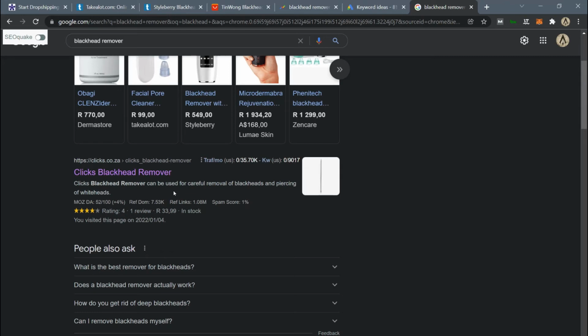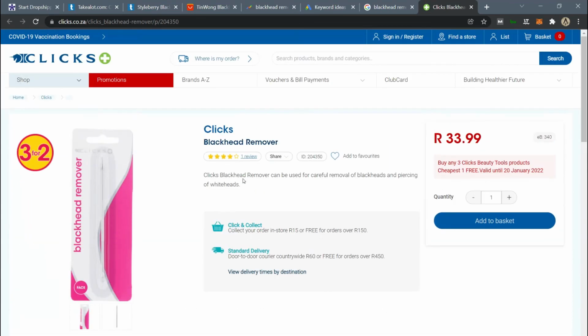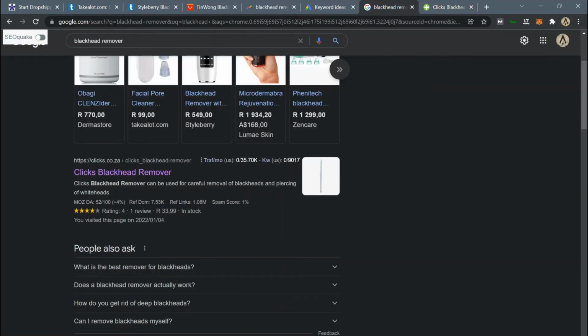So the chances of ranking them with your own website are going to be zero, to be honest. And if you click on this, it will go to a blackhead remover, which is not actually what we're looking for. It's just one of those little pens with the sharp pointy bit in the front, with the little thing in the back that you can use to get rid of your blackheads or whiteheads or whatever the case may be.